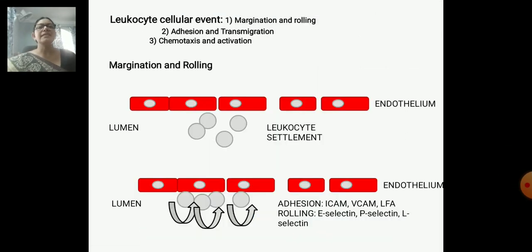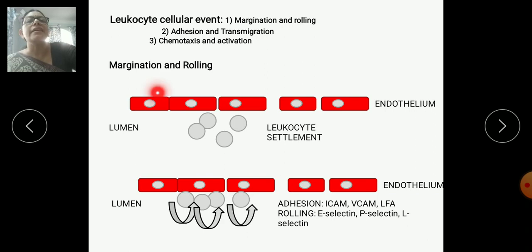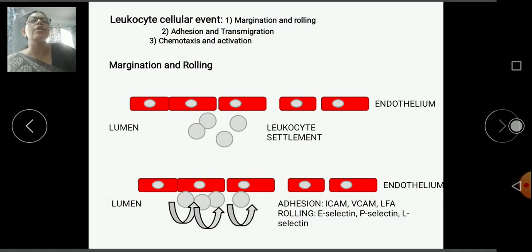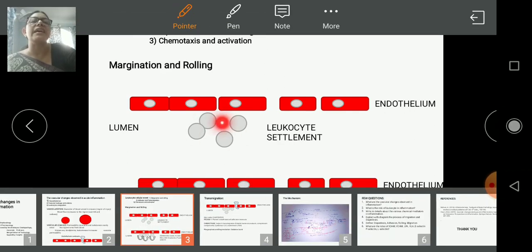The next is leukocyte activity. Leukocyte activity has three more types of activity: one is margination and rolling, second is adhesion and transmigration, and third is chemotaxis and activation. Now what is margination and rolling? Just see the diagram. Here is the endothelial cell, the endothelial layer is there, and this is the lumen. These are the leukocytes.